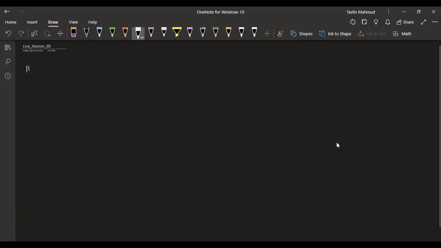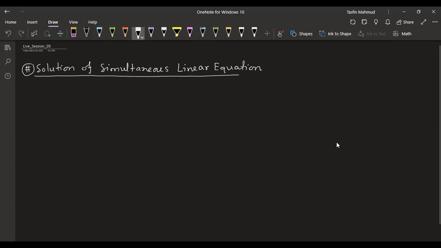So let's move on to today's experiment. Today's experiment is solution of simultaneous linear equations. So can anyone guess what this topic is related to, hearing the name of the experiment? Yes, tell me. Using matrices, using Gauss elimination.